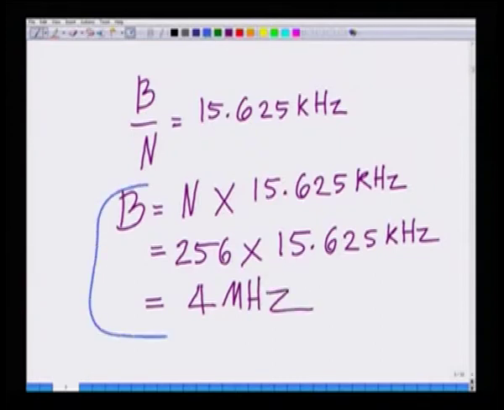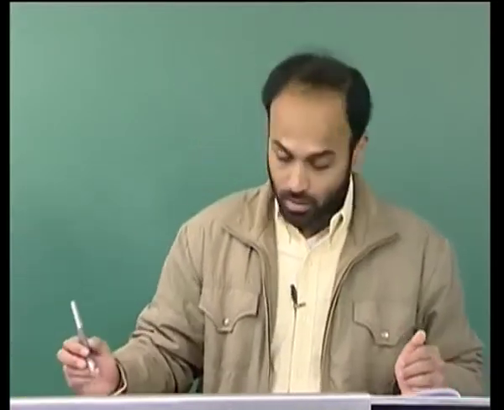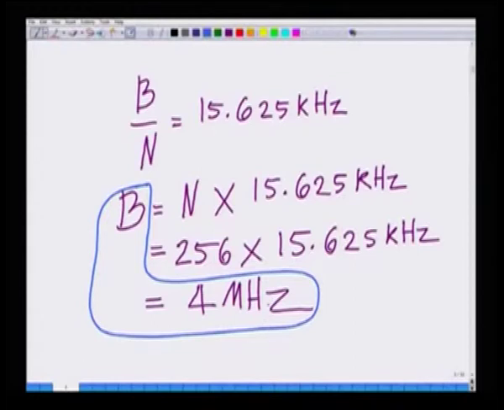Hence the bandwidth of this fixed profile OFDMA is B equals 4 megahertz. Hence you can see this bandwidth is 4 megahertz, which is a wideband channel. It's much larger than the coherence bandwidth of 300 kilohertz. By dividing this into N subcarriers, 256 subcarriers of bandwidth 15.625 kilohertz each, this system is ensuring that each subcarrier experiences only flat fading and not frequency selective fading. Thus the total bandwidth B is 4 megahertz.